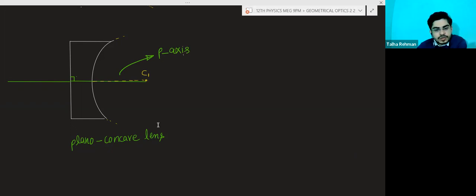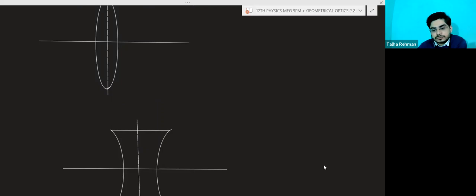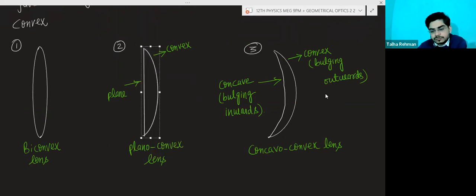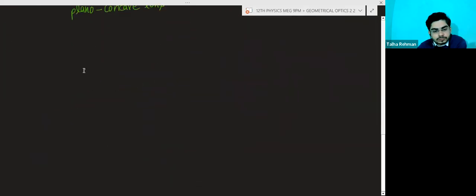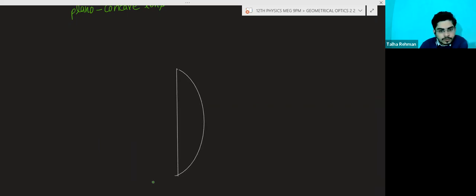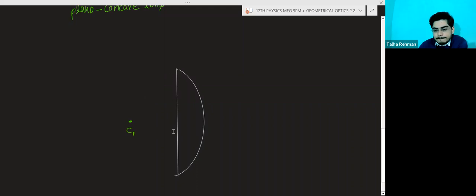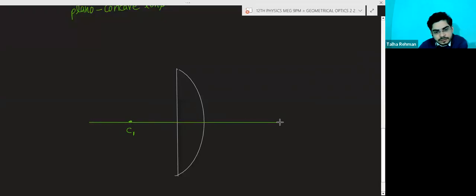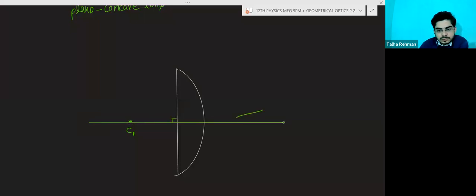If you have this kind of lens, in this lens also, this is a spherical surface, this is a spherical surface, and this is a plane surface. For a spherical surface, you will complete the sphere this side, so the center will be here, C1 suppose. And for this plane surface, there will be no center. So for defining the principal axis, you will draw a perpendicular from the center of curvature to the mirror, and that line will be the principal axis. This is the principal axis.